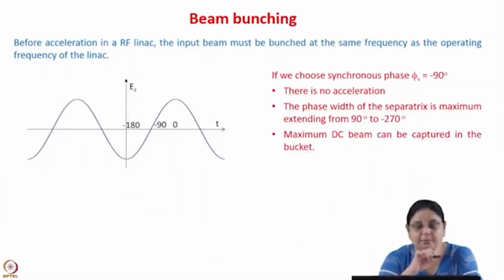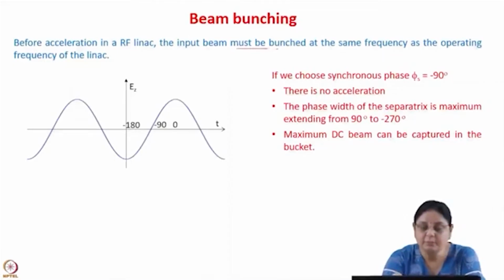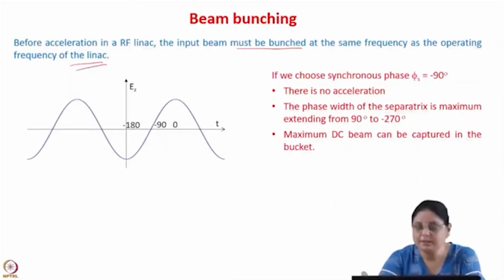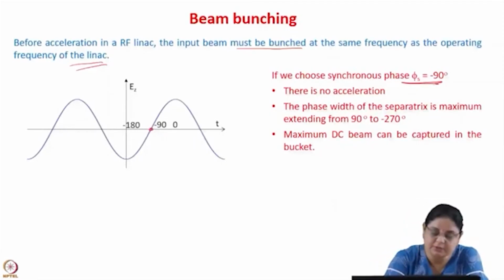Okay, now let's see about beam bunching. So we know that before acceleration in any RF linac, the input beam must be bunched, and it must be bunched at the same frequency as that of the applied operating frequency of the linac. So for bunching, the synchronous phase is chosen to be minus 90. So we choose the synchronous phase as equal to minus 90. So this is 0.